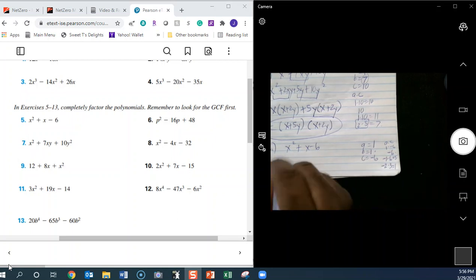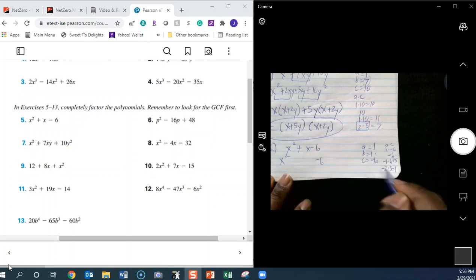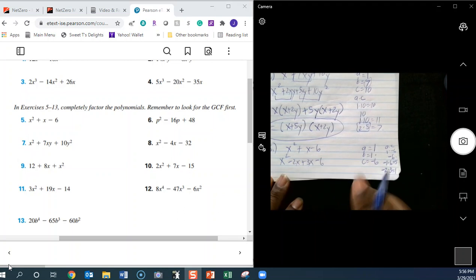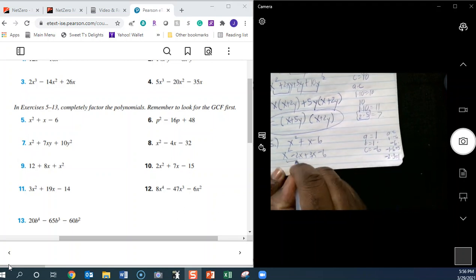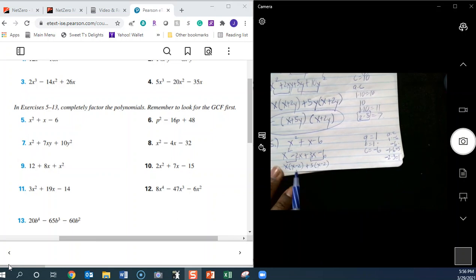So now we go through here and we substitute in for the middle term. So it'll be a negative 2x and then a positive 3x. Now we group the first two. You can factor out an x and you add x minus 2. We group the second two. You can factor out a positive 3 and you add x minus 2. Our two parentheses match up.